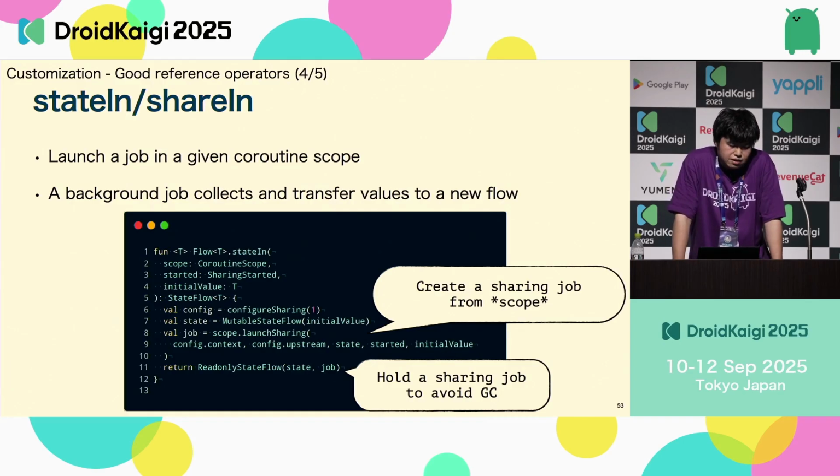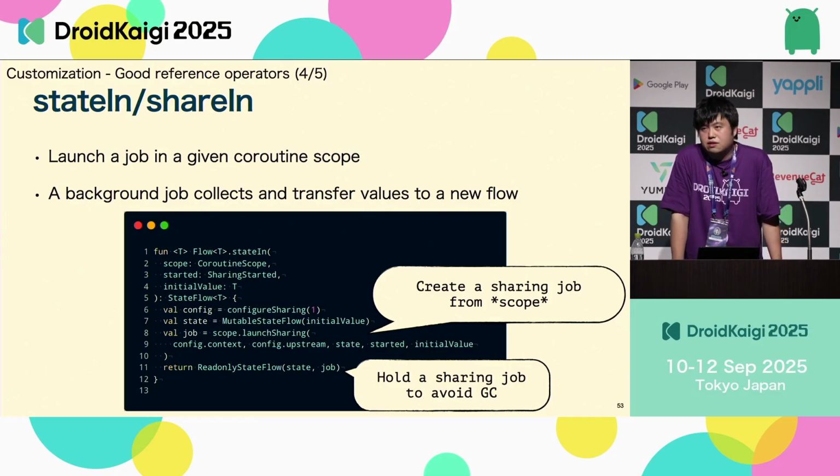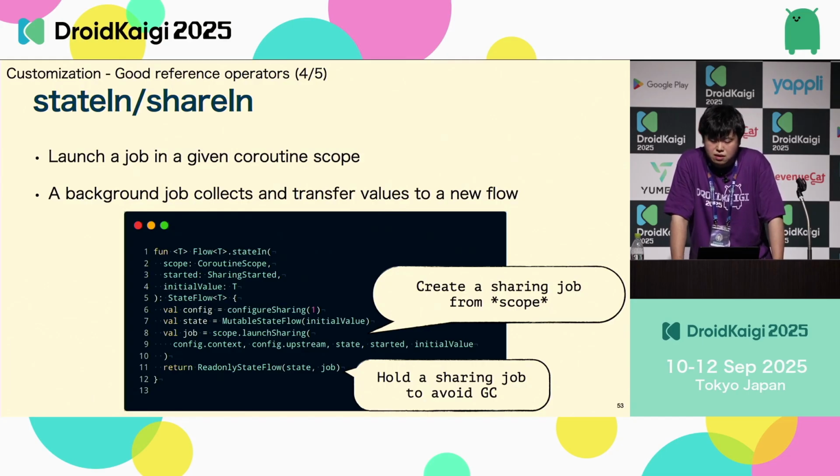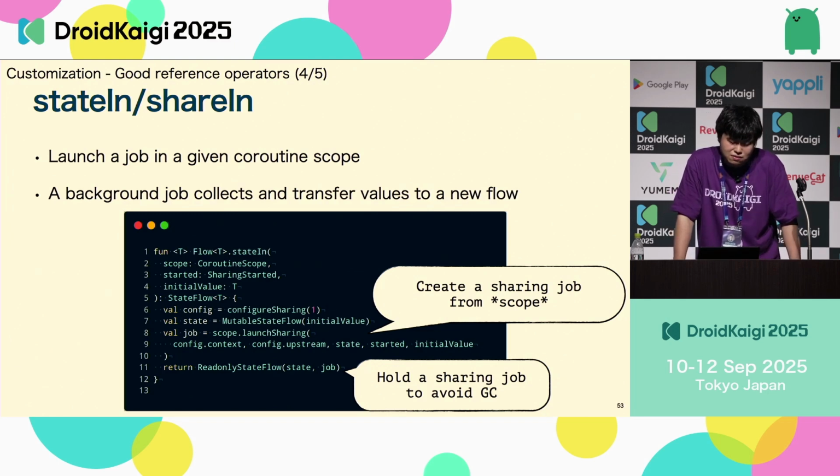The fifth operator is stateIn and shareIn. These operators turn a cold flow into a hot flow. Both internals are very similar, so I would like to explain only stateIn. Both launch a value sharing job, which collects the upstream in the background. So collected values will be sent to the returned flow in the background.